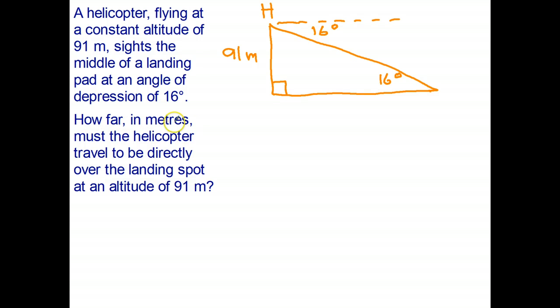And the question is, how far in meters must the helicopter travel to be directly over the landing spot? So what they're talking about is this distance just here. So the helicopter is going to fly horizontally until it's above that, which is the same as this length down here. So I'm going to call that D. Okay, there's our mathematical diagram. Let's go ahead and work out the different sides.